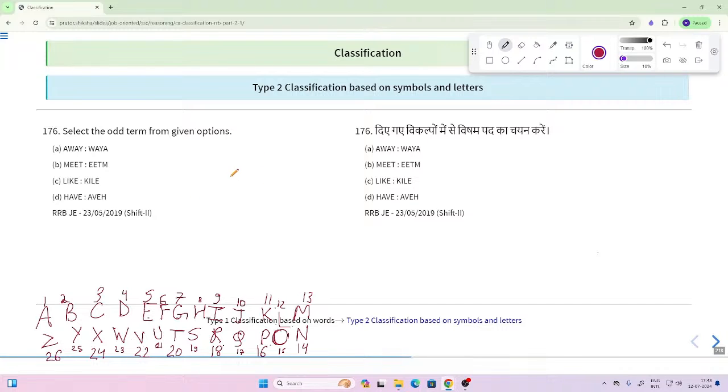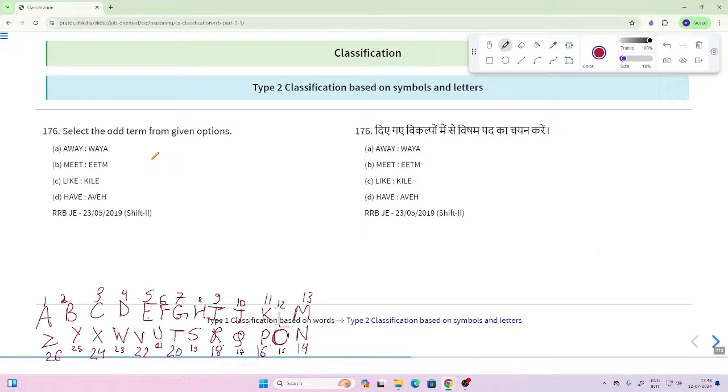Letters. Starting from question number 176, we'll be finishing this topic today. First, we have this question: select the odd term from the given options. Here we're given two words. You have to find the relation between the two and find the one which does not follow the relation.